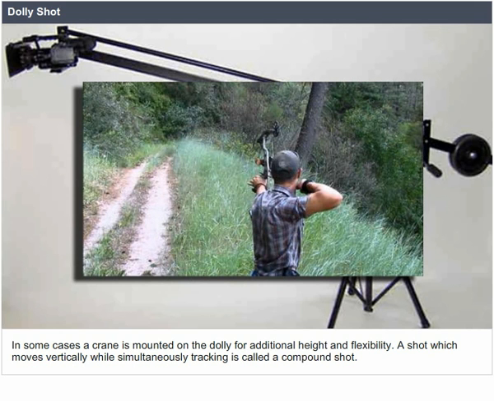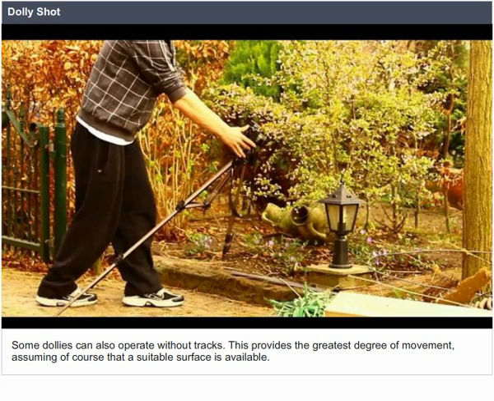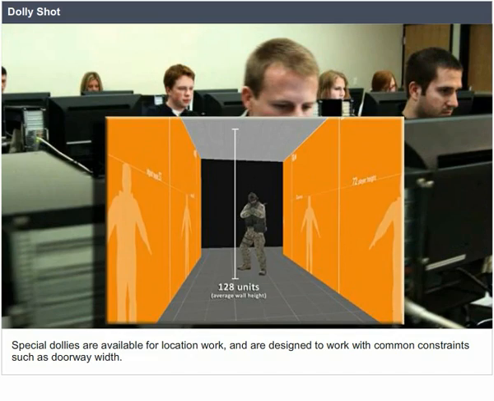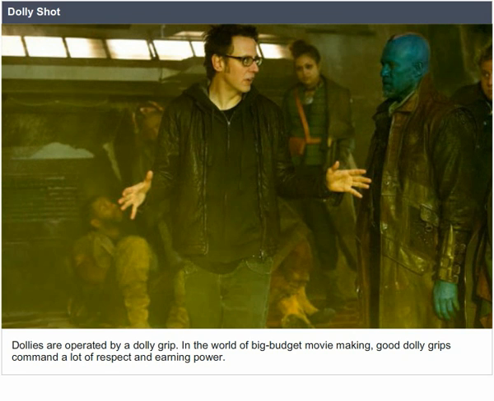A shot which moves vertically while simultaneously tracking is called a compound shot. Some dollies can also operate without tracks. This provides the greatest degree of movement, assuming, of course, that a suitable surface is available. Special dollies are available for location work and are designed to work with common constraints such as doorway width. Dollies are operated by a dolly grip. In the world of big-budget movie making, good dolly grips command a lot of respect and earning power.